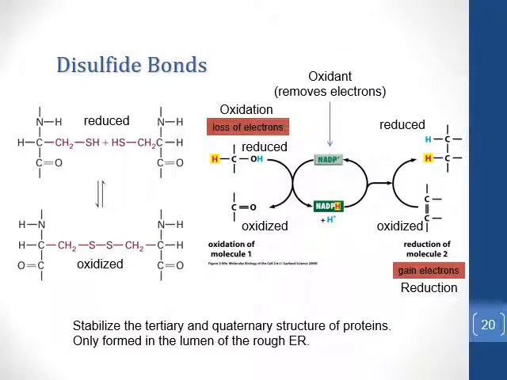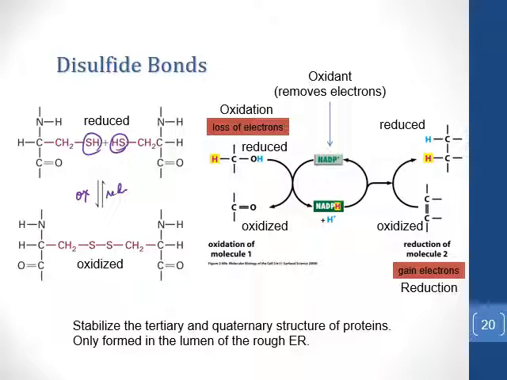Now, let's look at that here. Again, here's the reduced form. Notice that in the reduced form, there is no disulfide bond. So an oxidation event is going to take place. So oxidation would be on this side, and now we're going to form a disulfide bond. Reduction would be on this side.